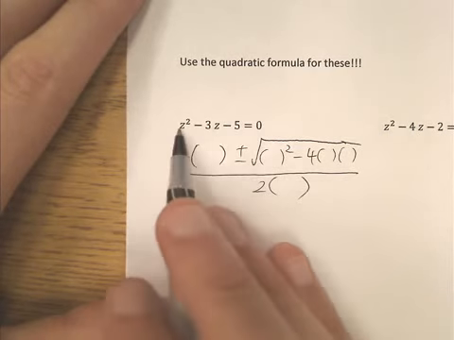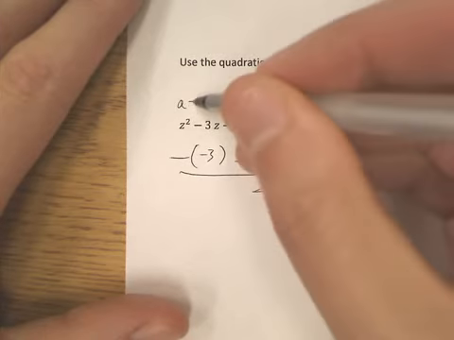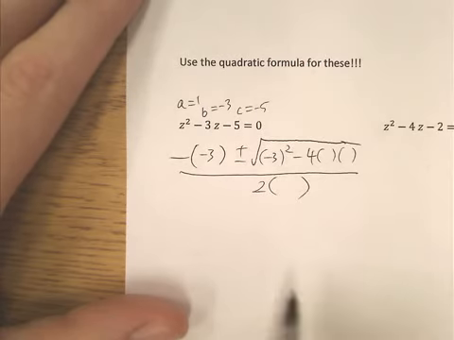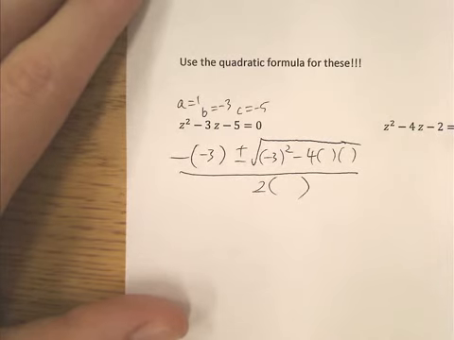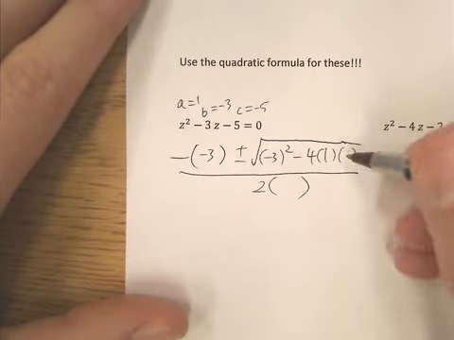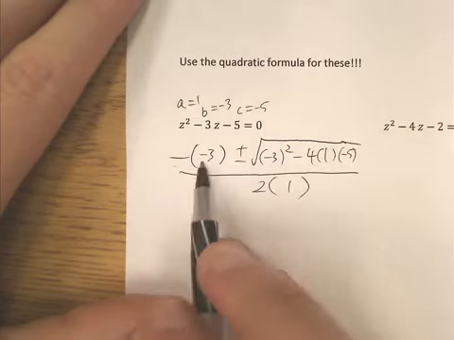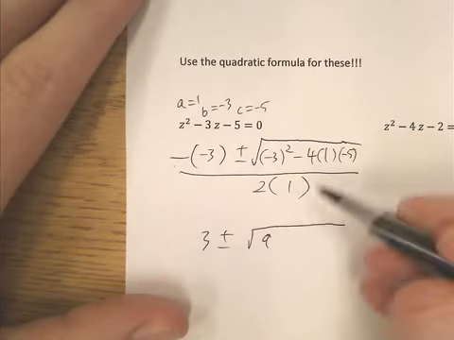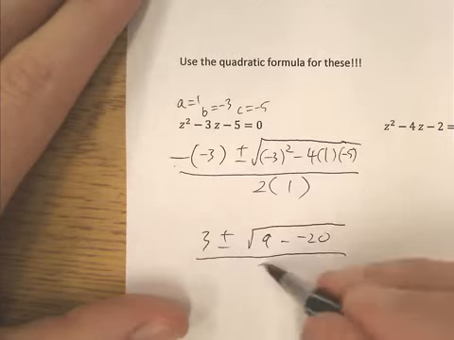This is A, B, and C: 1, -3, and -5. So I can put A equals 1, B equals -3, and C equals -5, just put it up there. Okay, so I have B is -3, and follow along with my formula up there to the right. A is 1, C is -5, and 2 times 1 here. So the opposite of -3 is 3. -3 times -3 is 9. That's going to be minus -20, over 2.